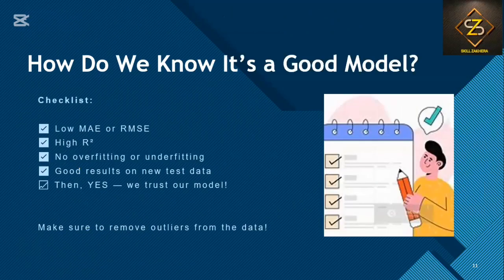How do we know if a model is a good model? So we learned today the checklist to check if a model is good: we need to have a low root mean square error, a high R square, no overfitting or underfitting, and good results on new test data. And yes, if all these checkpoints are there, then we can trust our model to do a good job. So make sure to remove outliers from the data also.